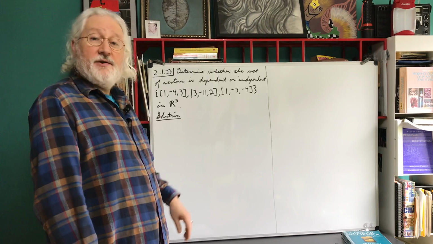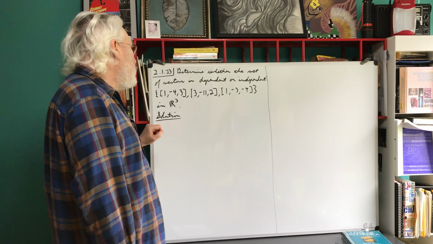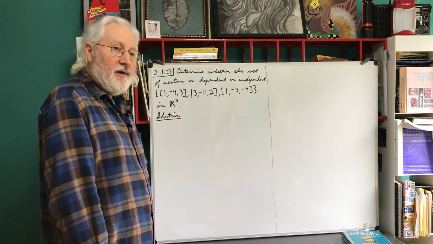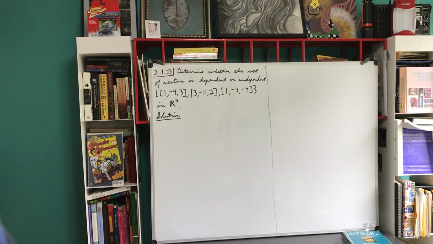Let's look at exercise 2.1.23. Determine whether the set of vectors is dependent or independent, given a set of three vectors in R3. Still in section 2.1, the equipment we have, let's take a look at the notes.